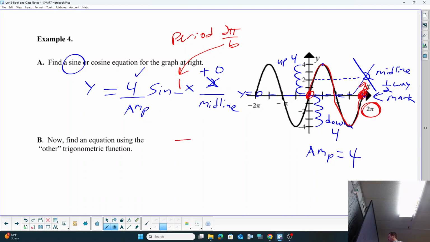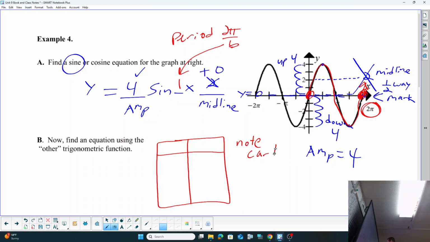So here's a little chart to help you for the test. You should probably put this on your note card. Here's a little chart I would make. So you have our b value and we have our period. If our b value is 1, our period is 2 pi. If our b value is 2, our period is pi. And if our b value is 1/2, then our period is 4 pi.